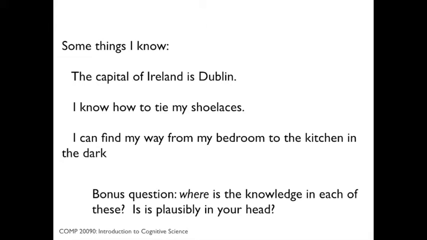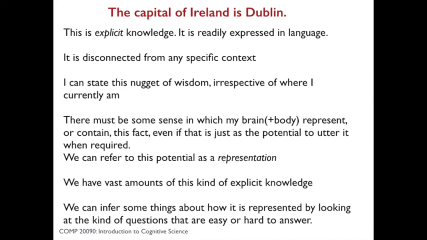So we're going to look first, though, because this is where most work has been done, at that first kind of knowledge, the kind of knowledge that you can write down in sentences, in facts. The capital of Ireland is Dublin. You're all blown away, huh? That's explicit knowledge that can readily be expressed in language. And it can be disconnected from any specific context.